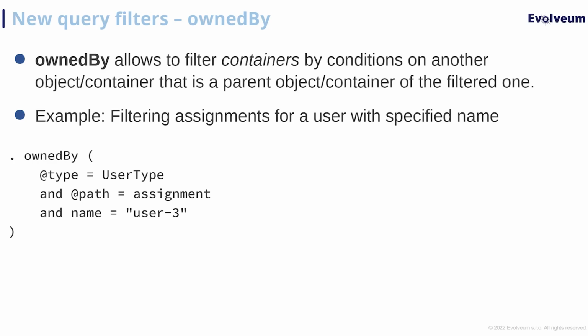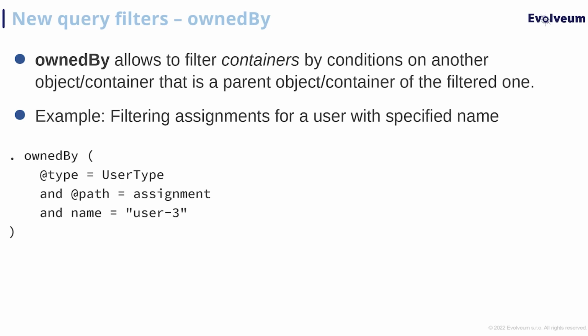Another filter that does something very similar to referenced by, but for containers. Now we can more flexibly select containers that are owned by another object, or either another container when the structure is nested, or by another object.